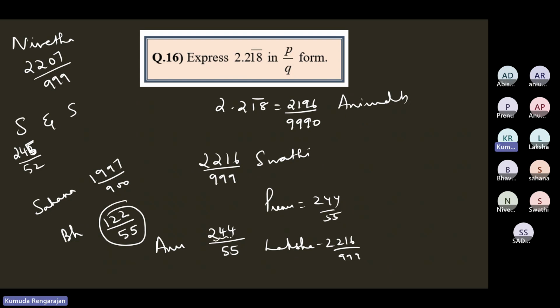Why did Anugraha get 244? It's 122. Maybe some reducing problem. You didn't reduce it probably. Some minor mistake you have made, Anugraha. Prenu also, some minor mistake you have made. Swati and Laksha, I don't know why you're getting these answers. Who else got it? I don't see anybody else.